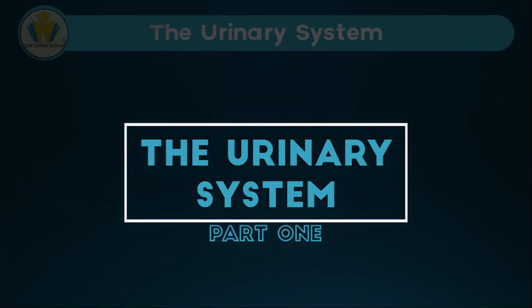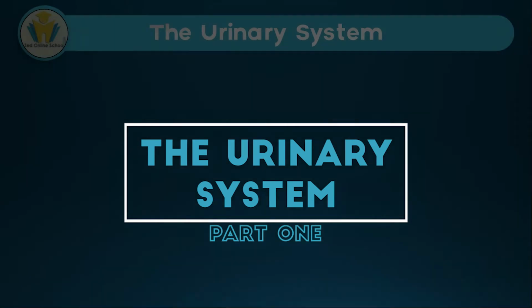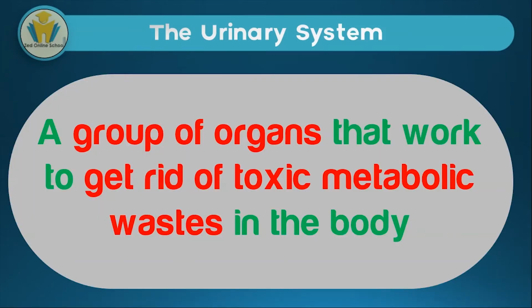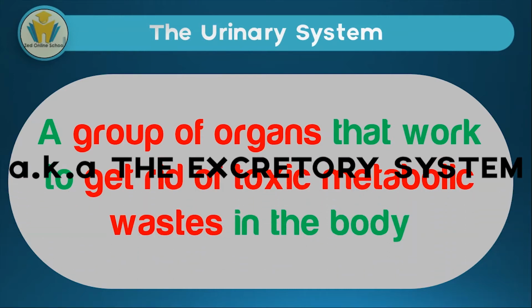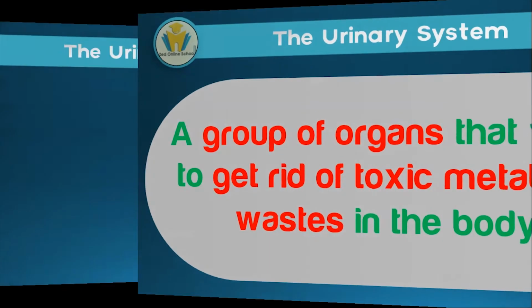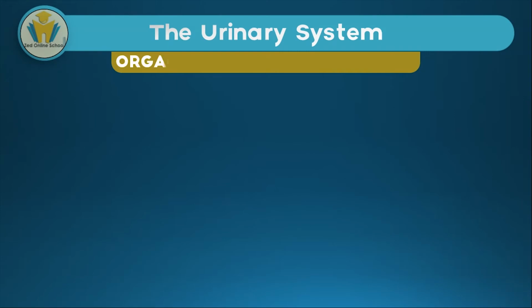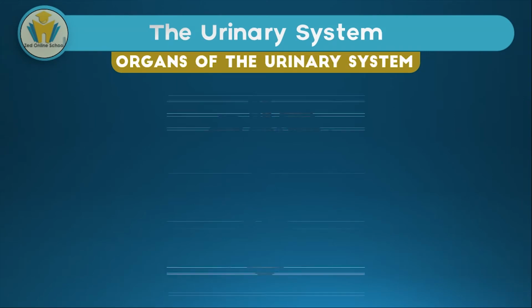What are we talking about when we talk about the urinary system? Well, the urinary system is just that group of organs that work together to get rid of toxic metabolic wastes in the body. This is the system that makes the process of excretion possible, and therefore it's sometimes called the excretory system. Here's a picture that shows the organs of the urinary system.